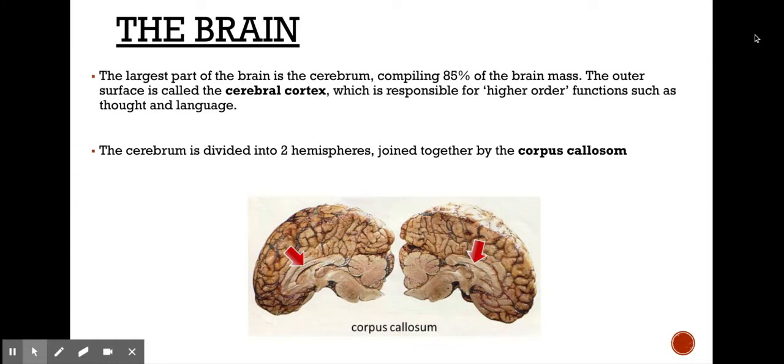We're going to look more specifically now at the brain. The largest part of the brain is called the cerebrum, comprising 85% of the brain mass. The outer surface is called the cerebral cortex, which is responsible for what we would call higher order functions such as thought and language. The cerebrum is divided into two hemispheres, and it's joined together by the corpus callosum, which is a bundle of nerve fibers in the middle, which connect the two hemispheres together.